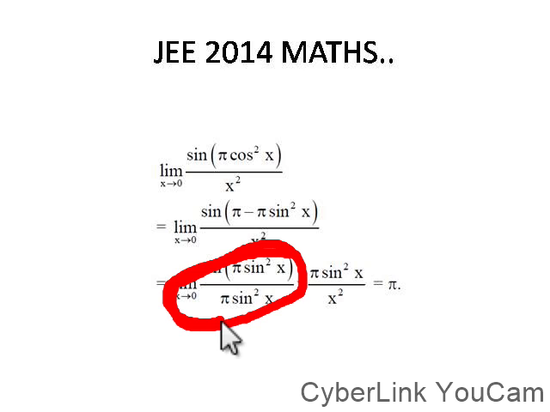Okay friends, and similarly this thing, sine square x upon x square, limit x tends to 0 sine square x upon x square, also comes out as 1, and we just remain with pi. So pi is our answer. It is a very simple sum. I suggest you solve this sum by L'Hospital rule as well. Okay, now we are moving towards the next sum.